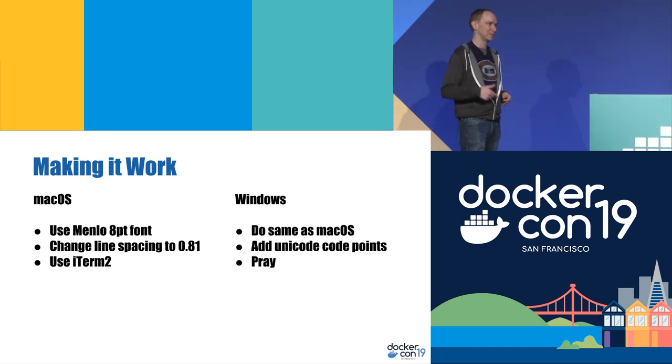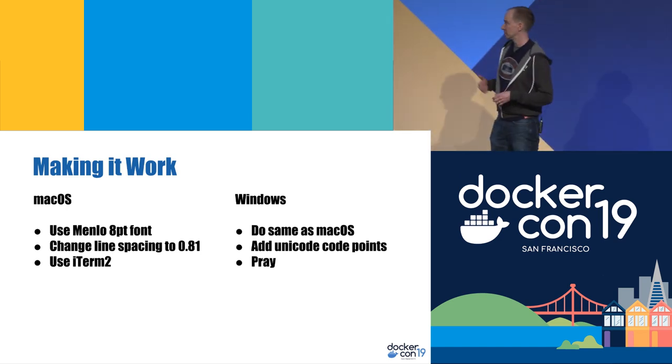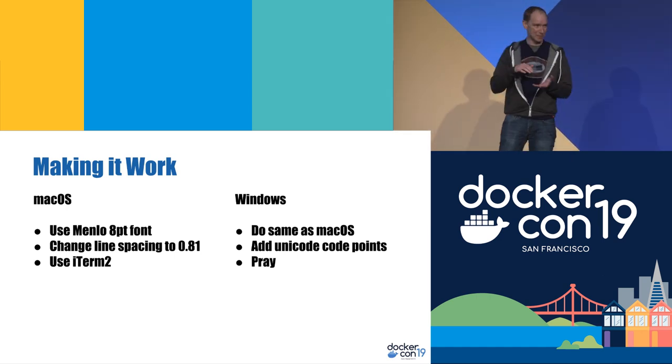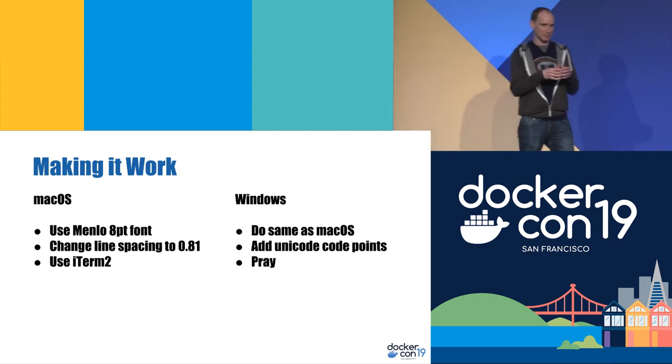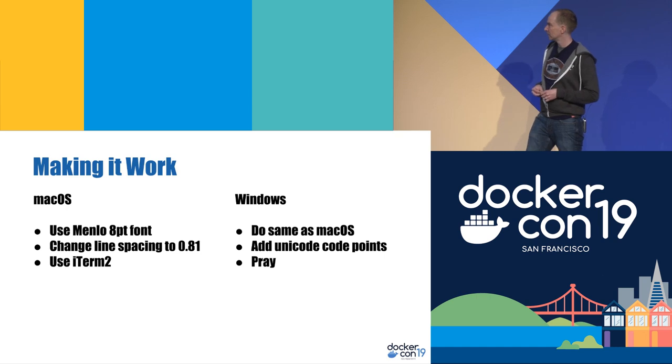Most of the fonts out there are just terrible when it comes to Unicode block characters. So what I did is I used the Menlo font. It's a pretty decent monospaced font, and you can set it to 8-point because it needs to be relatively small. The resolution on this, you can actually make it scale to whatever you want, but you want it to be a pretty small point size.